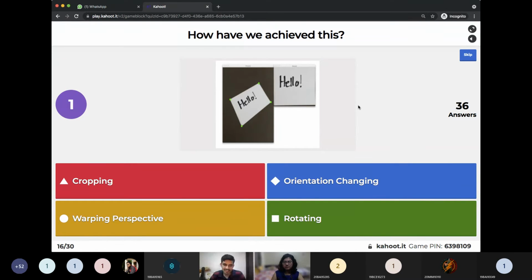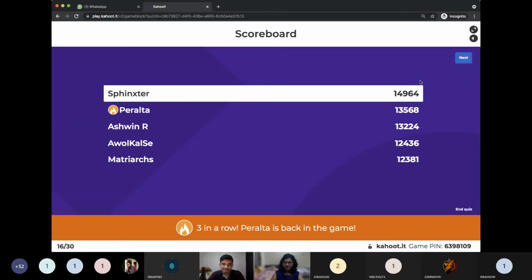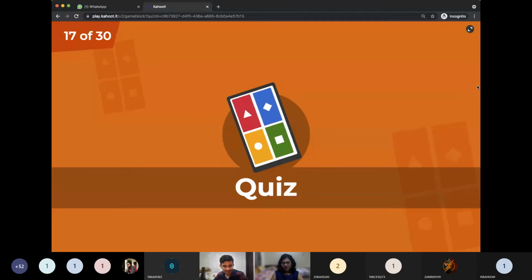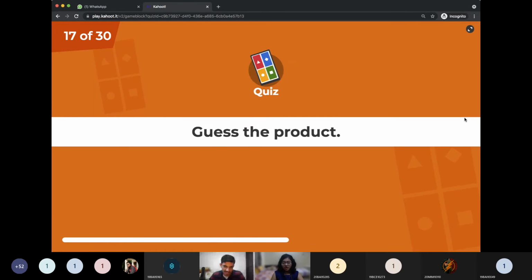You guys had this session, so I guess it will be easy for you. 21 got it correct. That's great. There's a little change in the leaderboard, but Sphinxter still remains on the top. Moving on to the next question. For double points, guess the product.